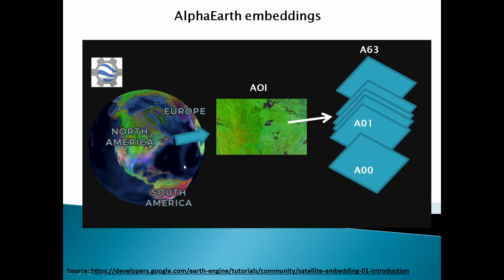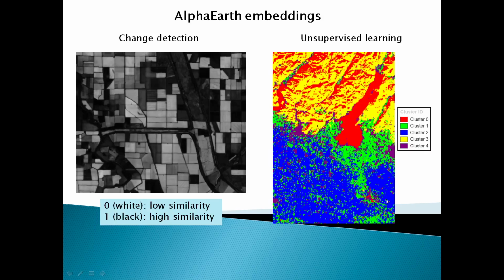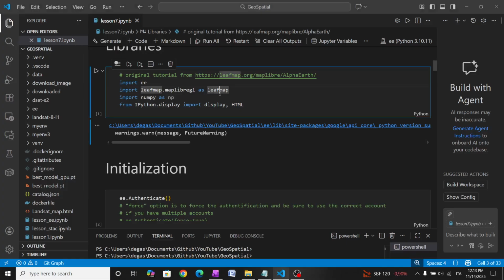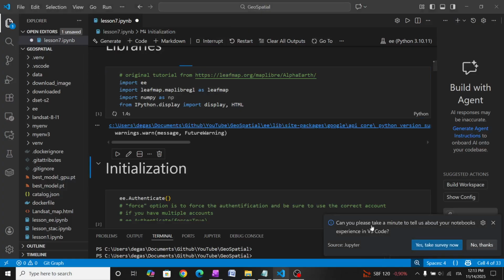their latitudes are similar. In this lesson we will use the embeddings to do land change detection and clustering of similar pixels through unsupervised learning. Let's start our notebook by importing all the needed libraries.